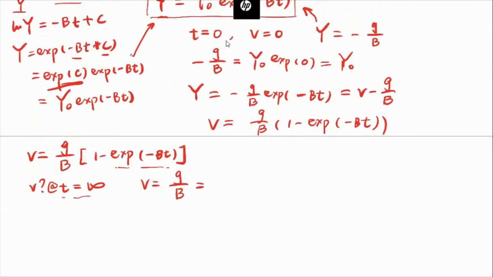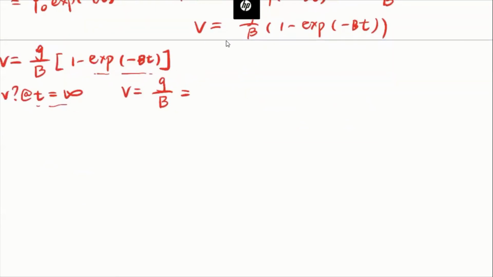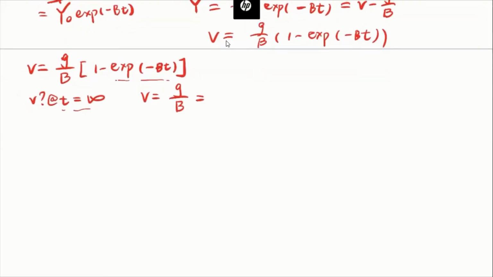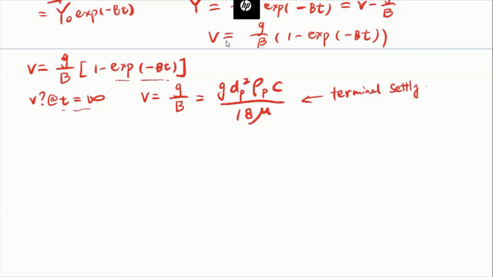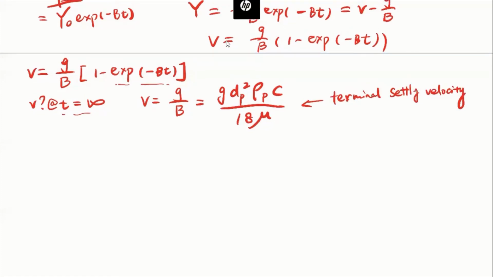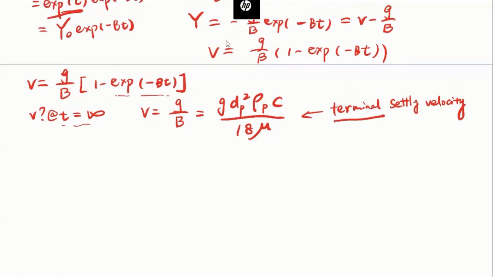And then if we plug in the b term here from the beginning, we're going to have g dp squared rho p divided by 18 mu. So this looks a little bit familiar, right? This is just the settling velocity or the terminal velocity. So this is just the terminal settling velocity that we talked about at the beginning, right? And this makes sense. The terminal means time equal to infinity, right?